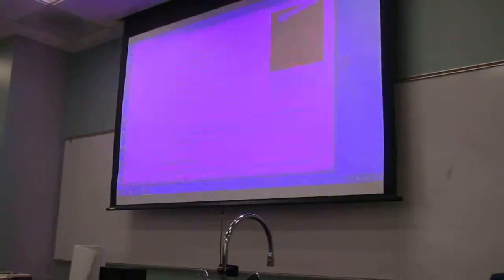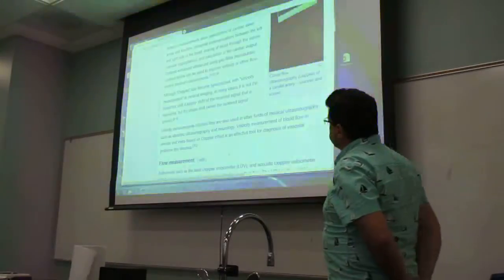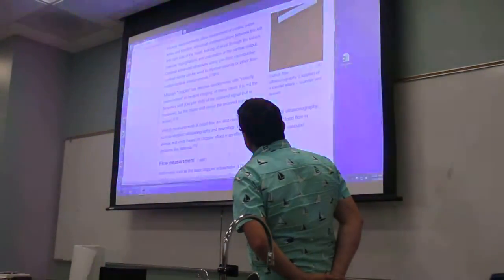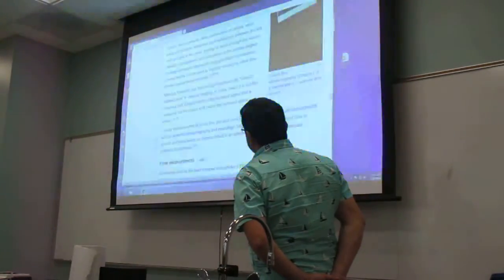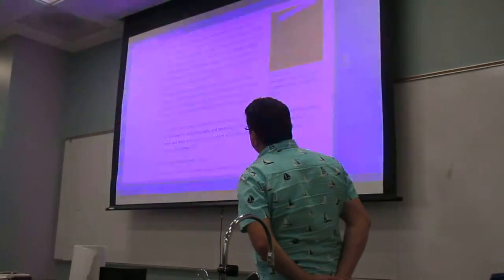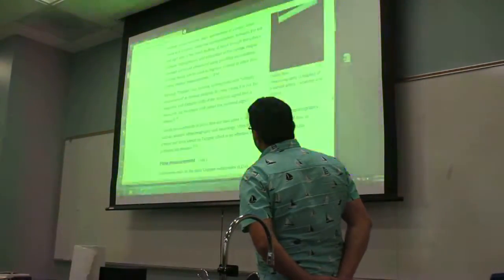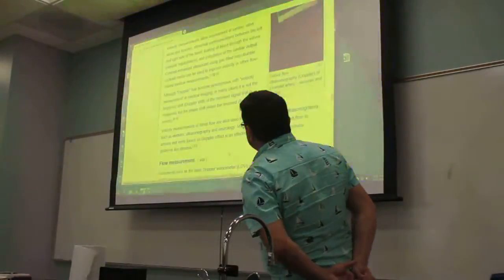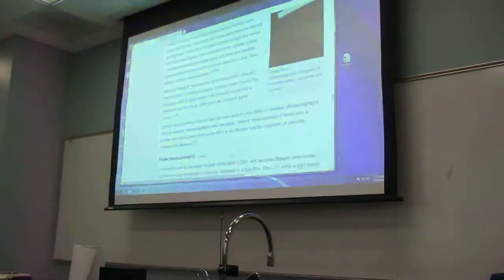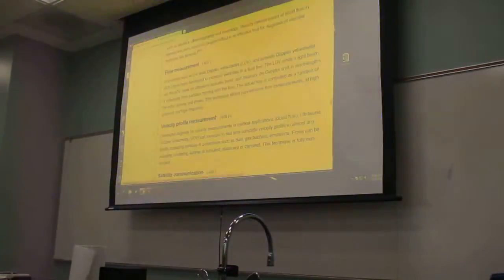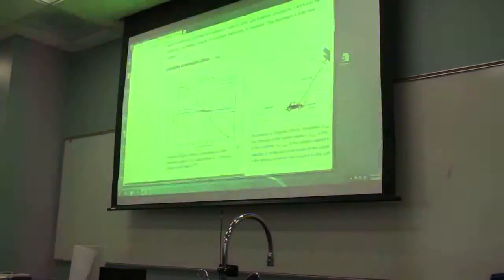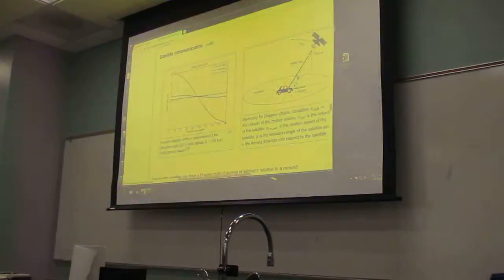Although Doppler has been synonymous with velocity measurement in medical imaging, in many cases it is not the frequency shift of the received signal that is measured, but the phase shift. Velocity measurements of blood flow are also used in other fields of medical ultrasonography, such as obstetric ultrasonography and neurology. Wow, awesome. Flow measurements, velocity profile, satellite communication. See?